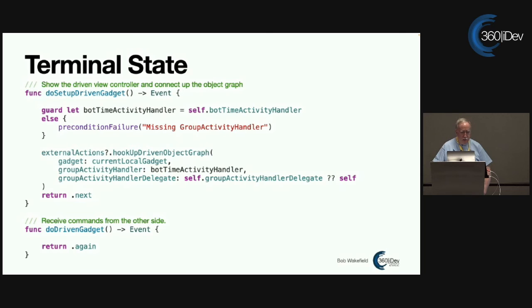The end of the flow is called a terminal state. In the state before it, the function calls an external object to hook up the object graph that will handle application-level messages to and from the other end of the call. In my current version of the app, I've broken one of those. The state machine will not be involved again until another event, such as a disconnected gadget or a disconnected group activity session, starts another flow.